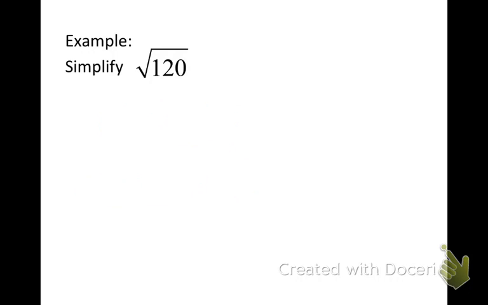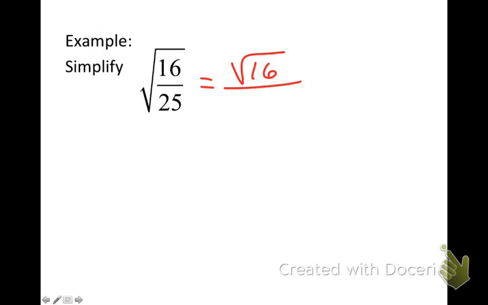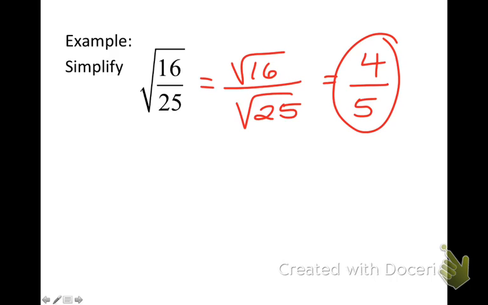So when you are simplifying fractions, you're going to take the square root of the numerator and the square root of the denominator individually. What number will result in my numerator? 4. What number will result in my denominator? 5. Good. That's it. If this instead of 16 was 1, what's the square root of 1? 1. So that would be 1/5, right?